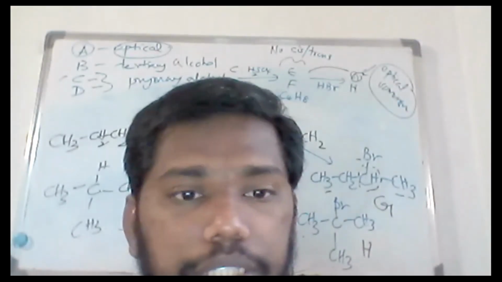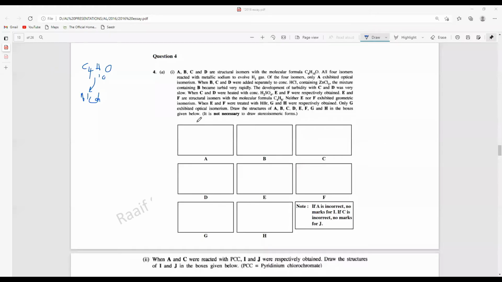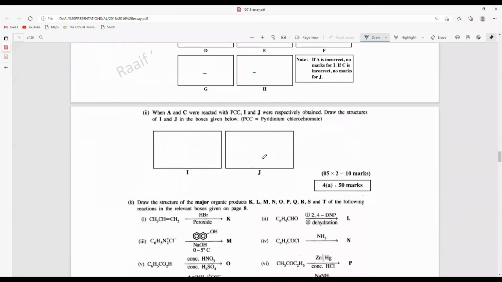Right, I will share the screen now. So you need to draw all these A, B, C, D, E, F, and G and H in these boxes. Okay. When A and C were reacted with PCC, I and J were respectively obtained. Draw the structures of I and J in the boxes given below. PCC is pyridinium chlorochromate. So you know it's a mild oxidizing agent.